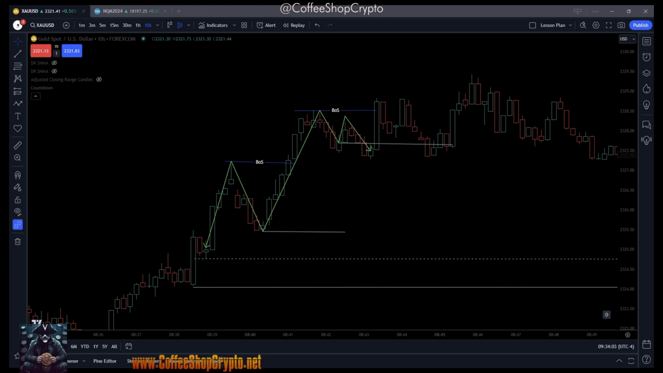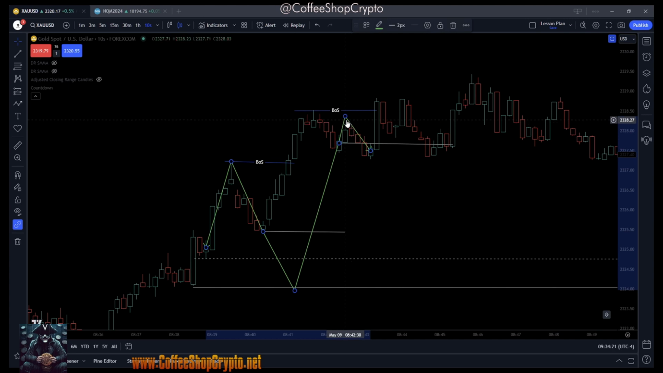Higher highs. If you want to look at lower lows, I can do the same thing, but I don't want to make this take too long. Lower lows is just the same thing, just upside down. You're just looking for breaks of structure to the low side, and you have to make a move back up that does not exceed the previous move.